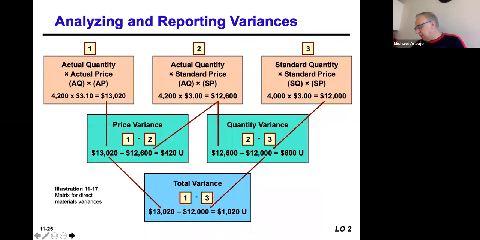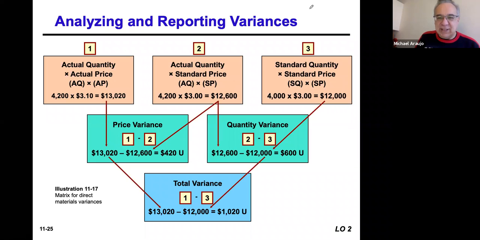This is just a matrix looking at the bigger picture. If I am not mistaken, this is on page 474. Don't want to look like an idiot twice.